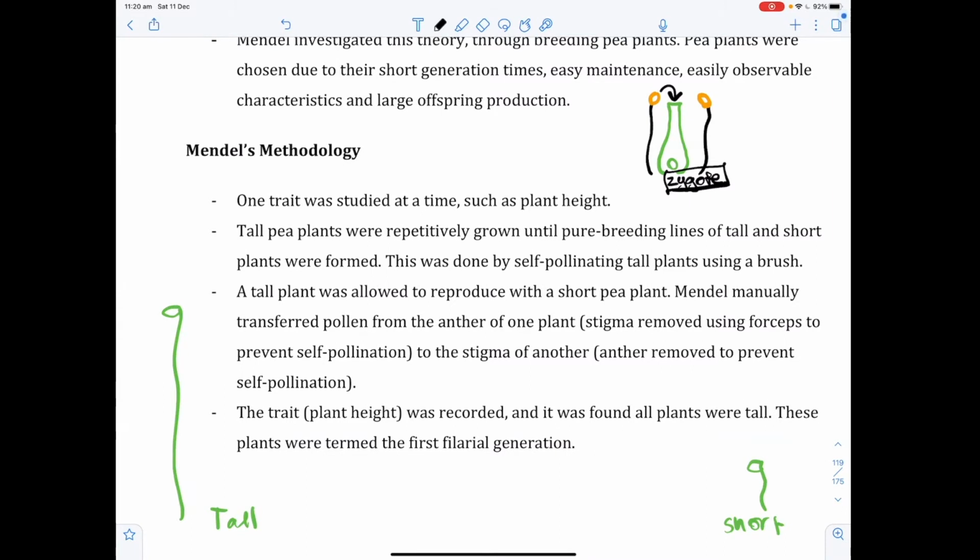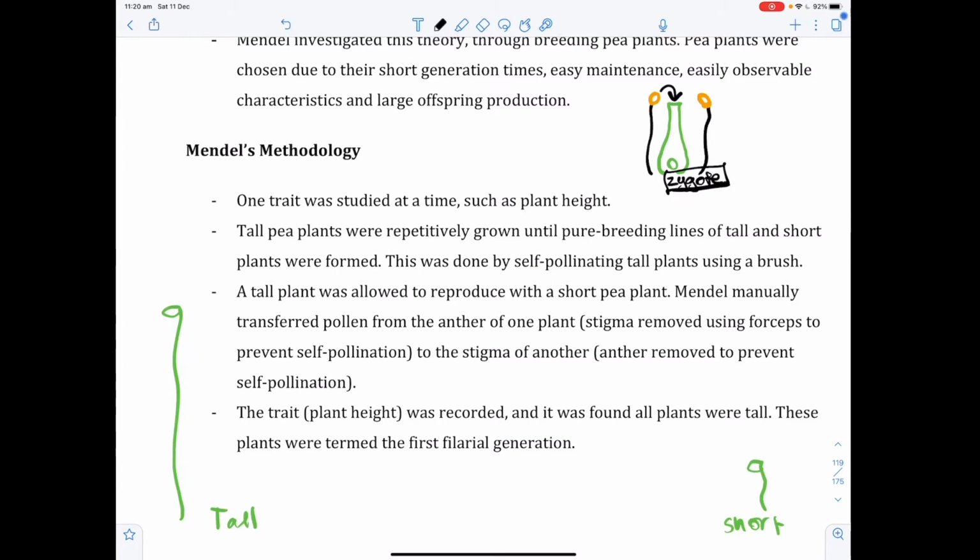Now, can plants self-pollinate? So how do you prevent that happening? Because once you've created these purebred lines, you want to mix the tall and short plants to see whether you get a blending or whether something crazy happens. You don't want the short plant to accidentally self-pollinate itself, because then you're just going to get more short plants. So how could you remove that confounding variable?